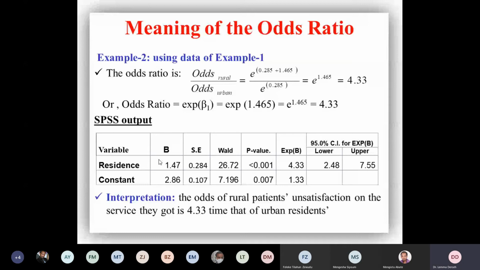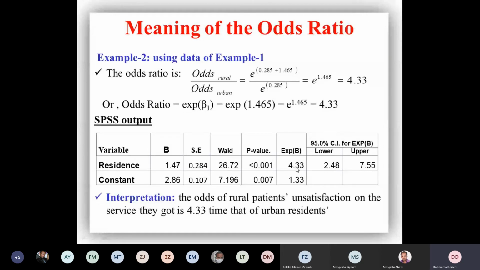If you gather any person in your city and talk about this finding, saying for rural residents the logarithm of the odds of unsatisfaction is this much times when compared to urban residents, it is not understandable. So we interpret in terms of odds ratio rather. Because it is easy to understand.